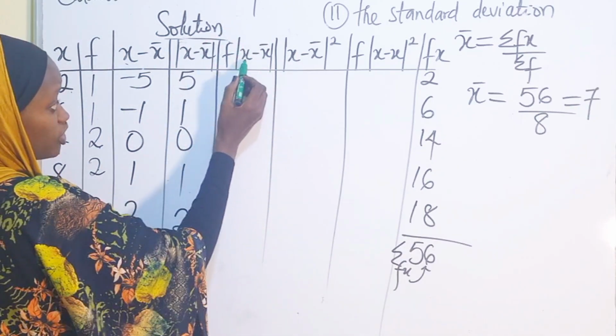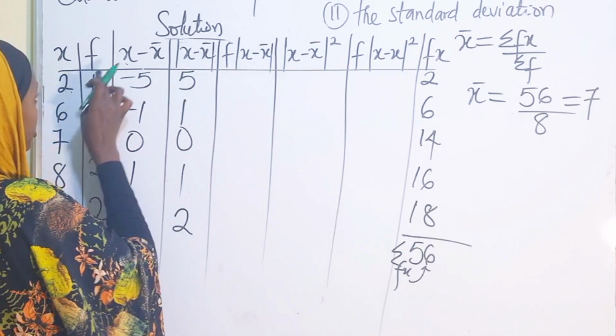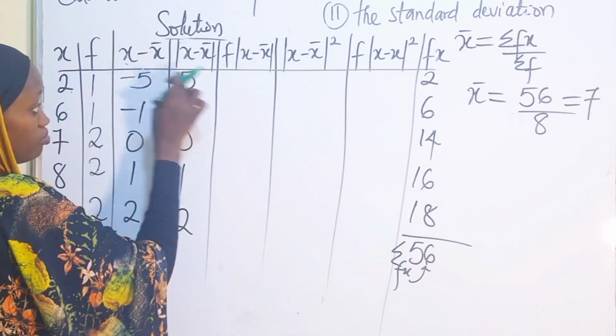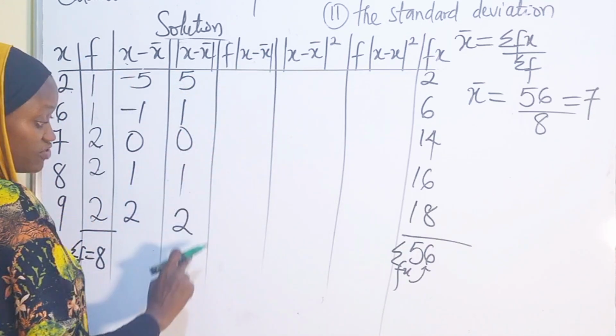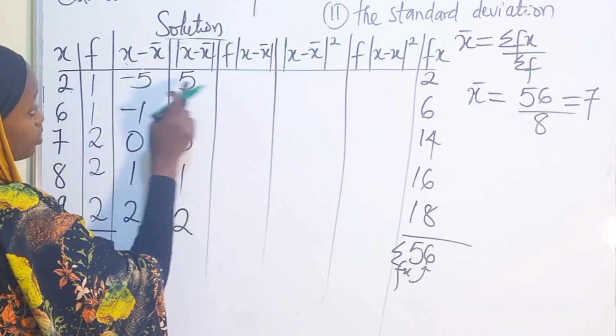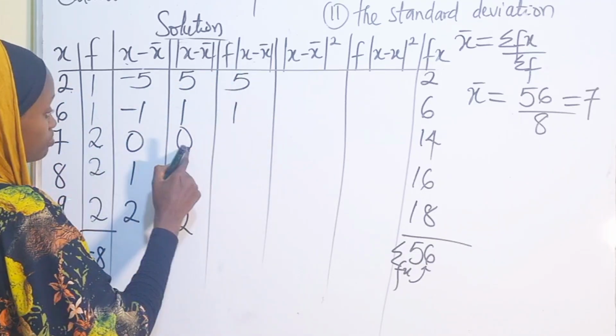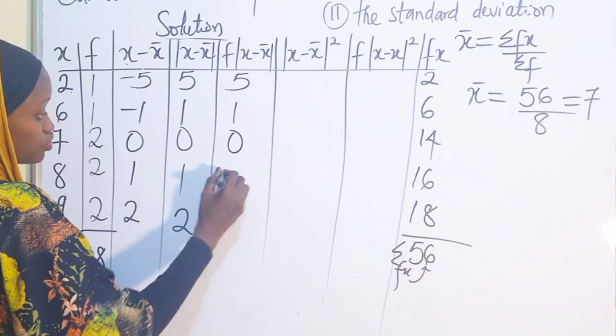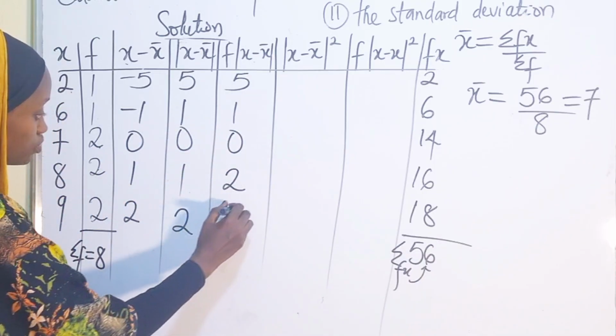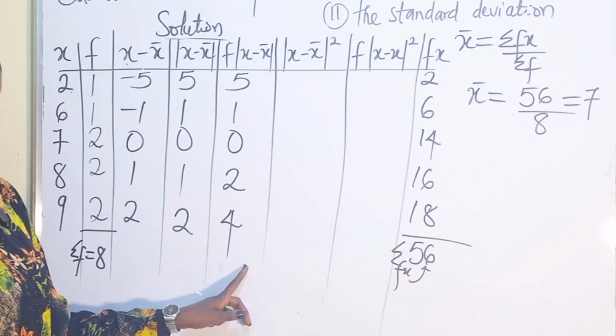Now f times absolute value of x minus x bar means multiplying the frequency by the values we have here in this column, right? So this is going to be 1 times 5. Here we have 5. 1 times 1 is 1. 2 times 0 is 0. 2 times 1 we have 2. 2 times 2 here we have 4. So we're done with this.